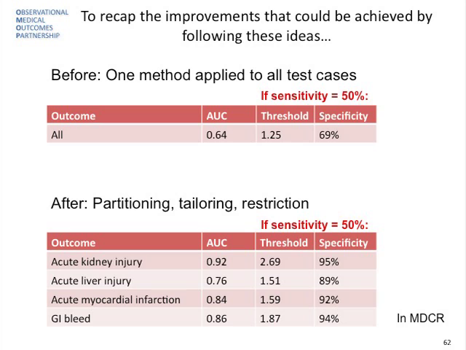As we applied these rules, we started to see incremental improvement in performance, and after applying partitioning, tailoring, and restriction, the AUCs are now all in the range of 0.76 to 0.92. The thresholds are very different, but if we want to achieve a sensitivity of 50%, now we're in a specificity range where the false positives are much less than before. I certainly don't think this is the last word, but the OMOP team is quite encouraged that these seem like practical recommendations that could be applied and that do seem to yield more promising results.